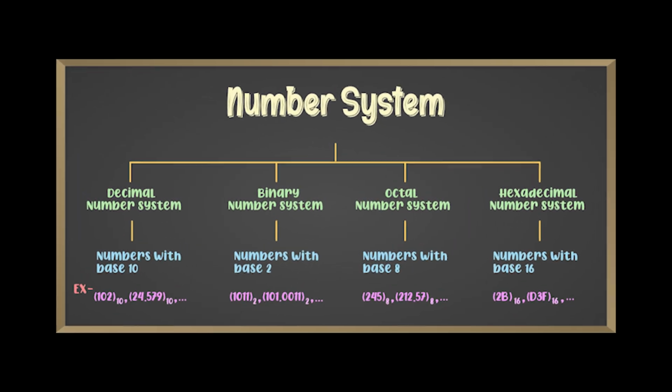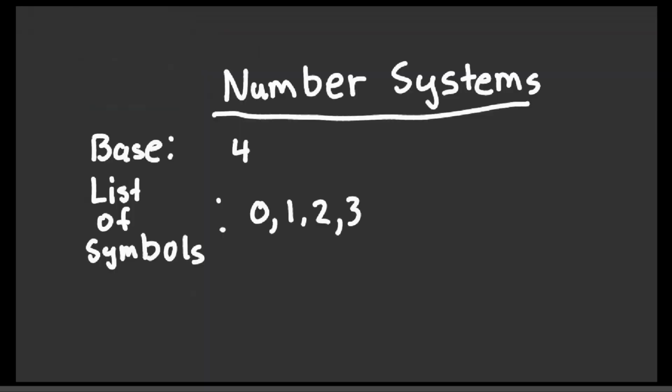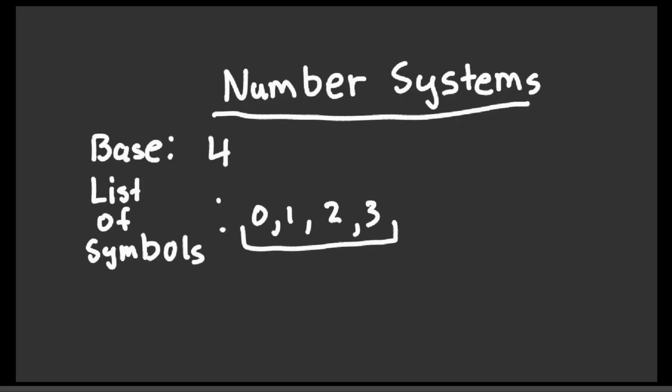Well, to answer that, we need to understand what a number system is. So what exactly is a number system? Well, it is a way of representing numbers using a specific set of symbols and a base. The base tells us how many symbols we can use before we move to the next position, and the set of symbols represents the current value in the particular base system.